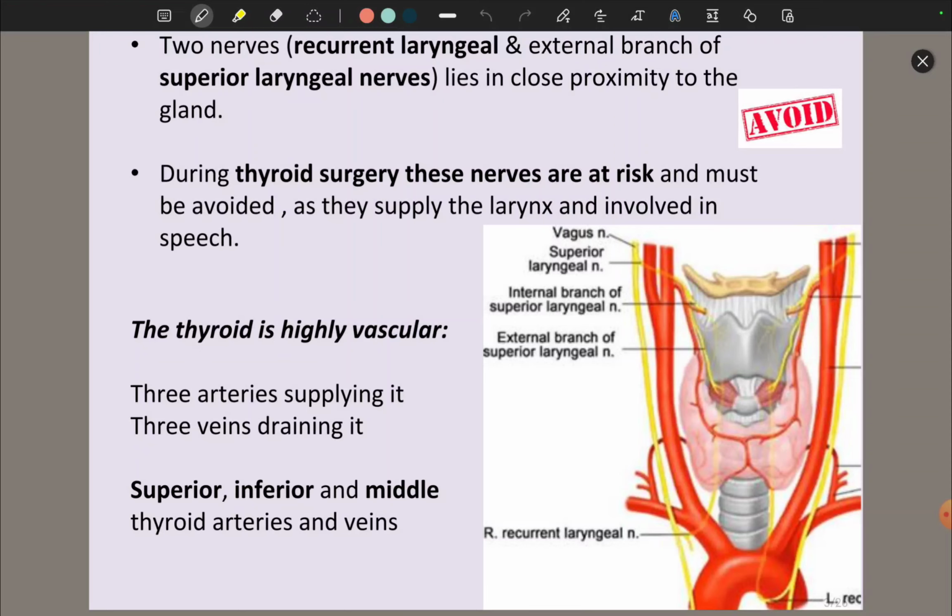So we have to prepare the patient by giving some drugs that decrease blood flow to the gland, so that blood flow and thyroid size come down better. Then you will do the operation. So we will come to the histology of the gland.